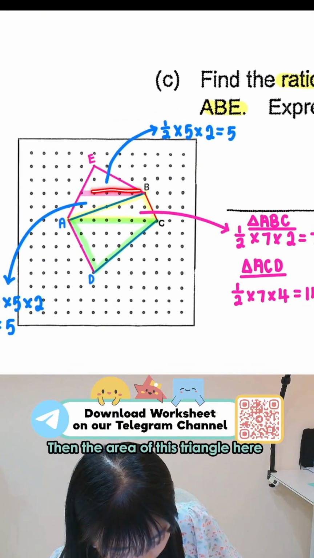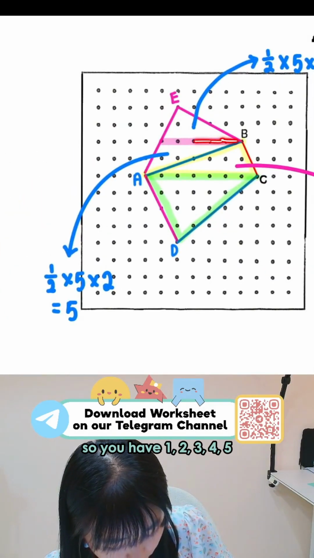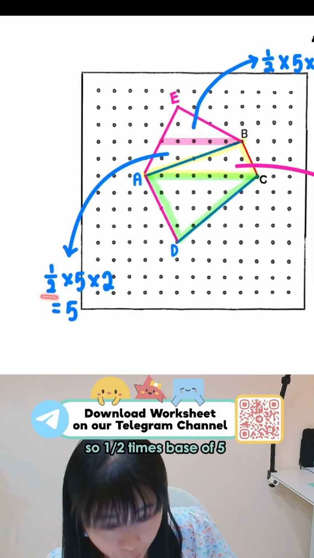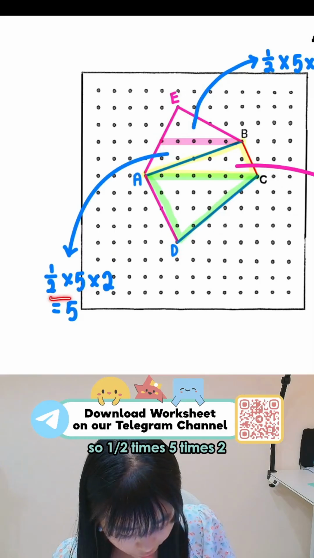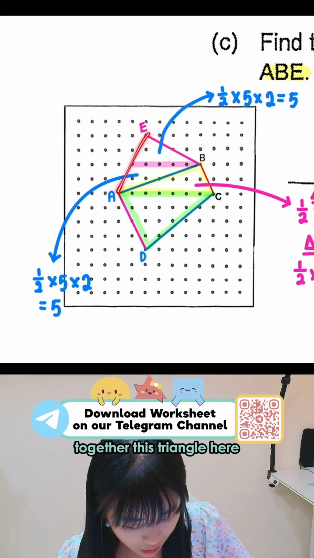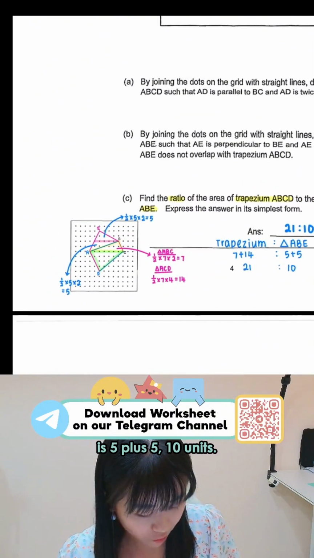Then the area of this triangle here, do the same thing. So you have 1, 2, 3, 4, 5. So half times base of 5. Then the height is 1, 2 also. So half times 5 times 2, you get 5. So together, this triangle here is 5 plus 5. Triangle ABE is 5 plus 5, which is 10 units.